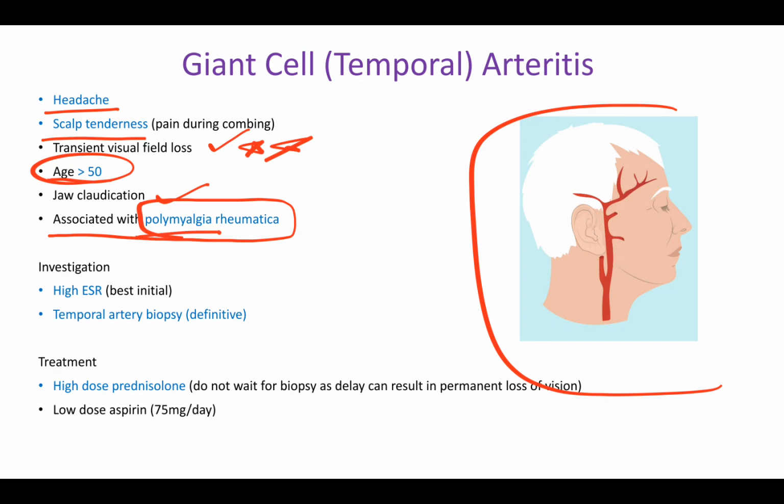But polymyalgia means poly is multiple muscles. Myalgia means muscle pain. Algia means pain. Poly is multiple. So multiple muscles are painful.